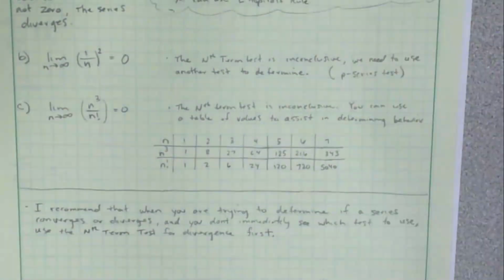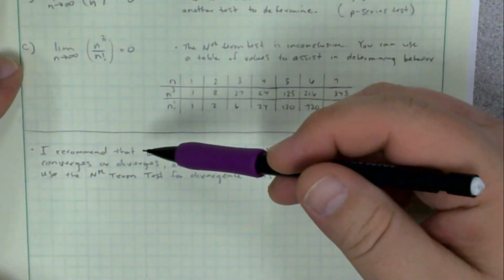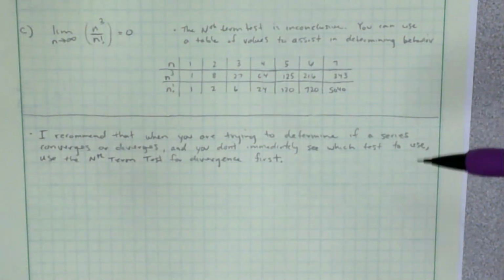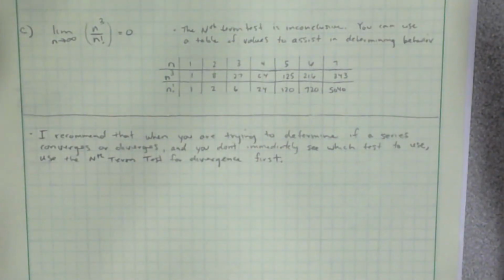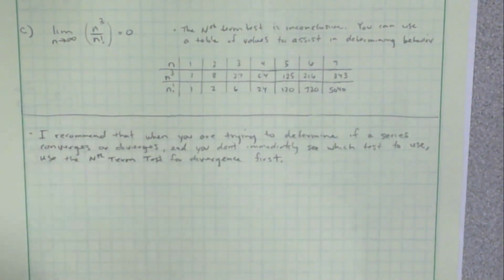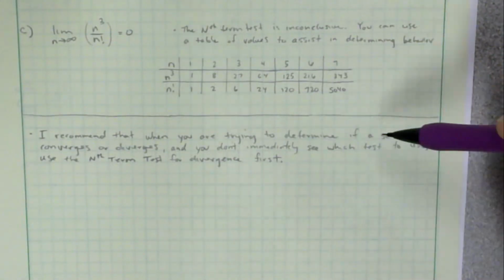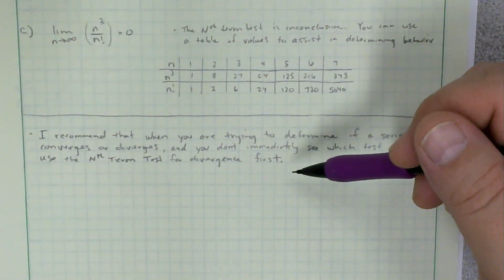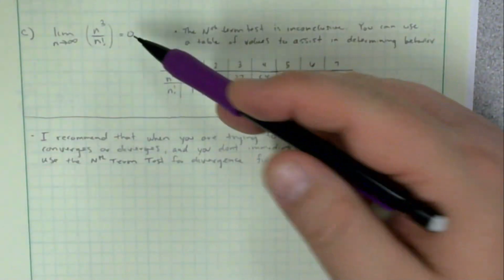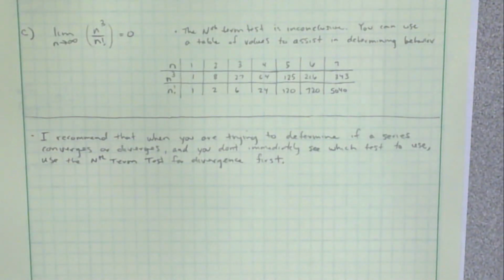So, when would I use this test? How should I use this test? It's recommended that if you are trying to determine if a series converges or diverges, and you don't immediately know which test to use, use this test to see if it diverges first. You're testing to see if it just diverges before. And so if you can't tell which test to use, try this one to see if it diverges, then you're done. Okay? And if it's equal to 0, then it's inconclusive, and then you know you have to try something else. All right?